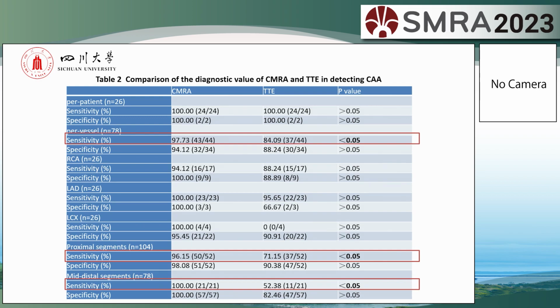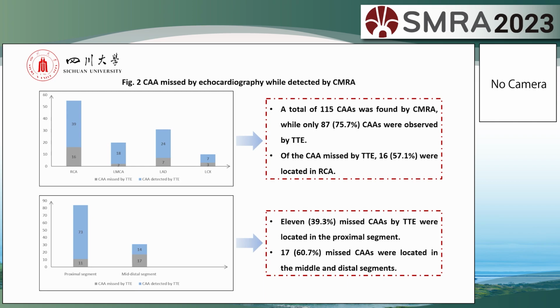For comparison of the diagnostic value of CMRA and echocardiography in detecting CAA, among the 26 patients underwent CCTA and ICA, CMRA showed a higher sensitivity than that of echocardiography, both in per vessel, proximal segments, and middle and distal segments. A total of 115 CAAs was found by CMRA, while only 87 CAAs were observed by echocardiography. Of the CAA missed by echocardiography, 16 were located in RCA and 17 were located in middle and distal segments.